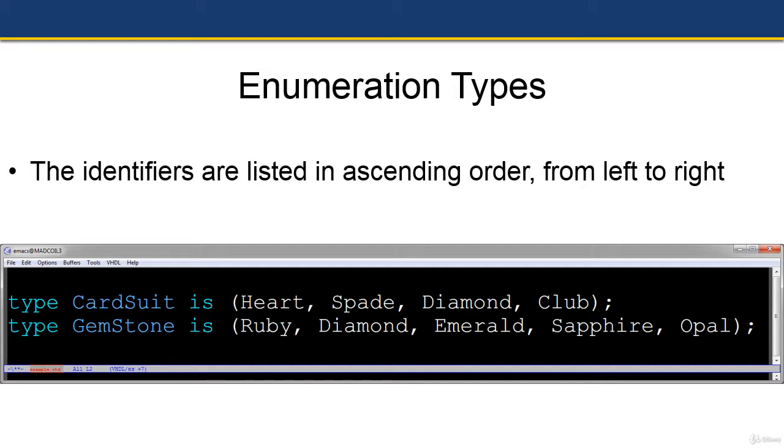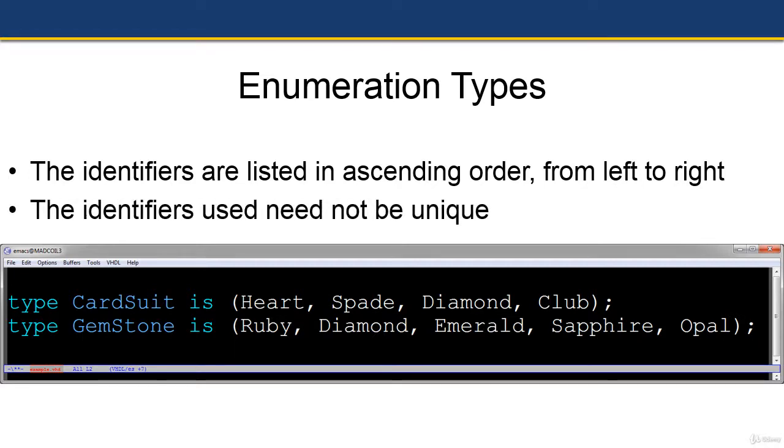Here I've got a screen capture of the user-defined data types, card suit and gemstone. Card suit is heart, then spade, then diamond, then club. Gemstone is ruby, then diamond, then emerald, then sapphire, then opal. A data object that's instantiated with type card suit, if it's not pre-initialized, will be defaulted to the leftmost entry of heart, and for gemstone it would be ruby.